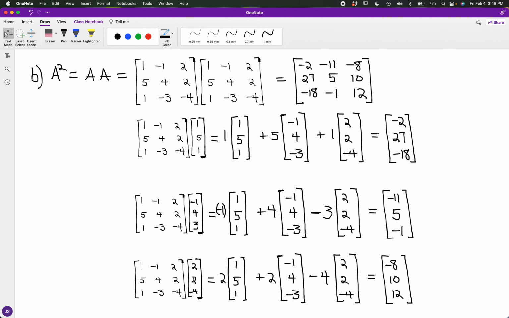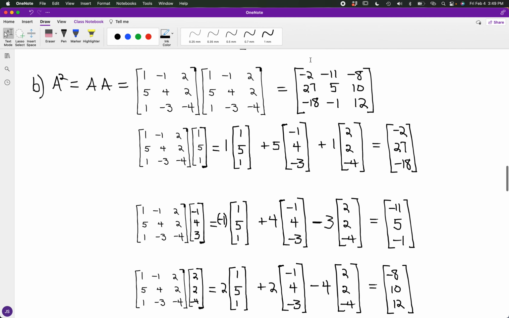just going through the arrangements, like your x1, x2, x3, and then your a1, a2, a3. So you've got 2 over the first column, plus 2 over the second column, minus 4 over the last column. And in the result, we have negative 8, 10, and 12. Clustering together the 3 by 1 matrices as a 3 by 3 matrix, the square of A comes out to negative 2, negative 11, negative 8 at the top. In the middle, 27, 5, and 10. And finally, the last row consisting of negative 18, negative 1, and 12.